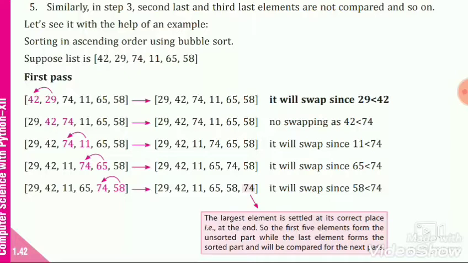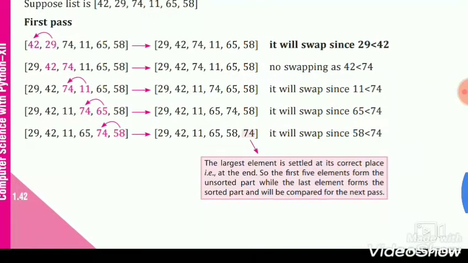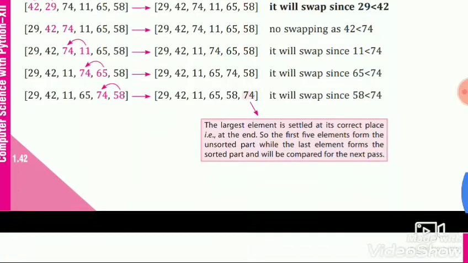In the fourth line it will swap since 65 is less than 74, and in the fifth line it will swap since 58 is less than 74. So the largest element is settled at its correct place at the end. The first 5 elements form the unsorted part, while the last element forms the sorted part, and the unsorted part will be compared for the next pass.